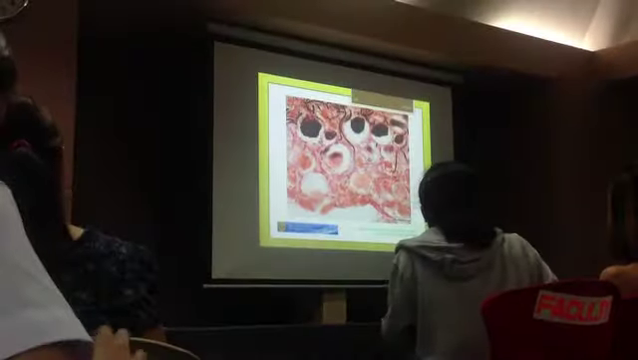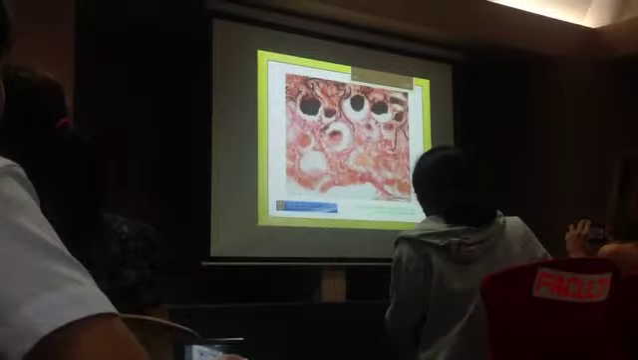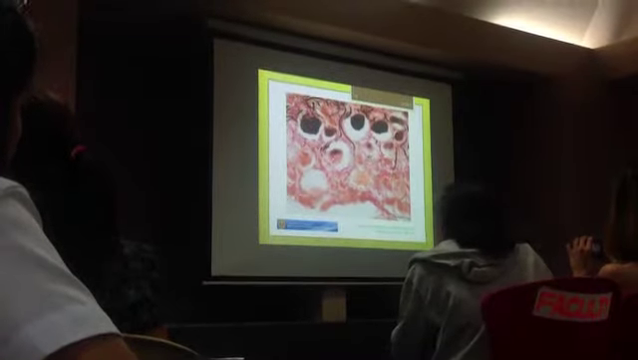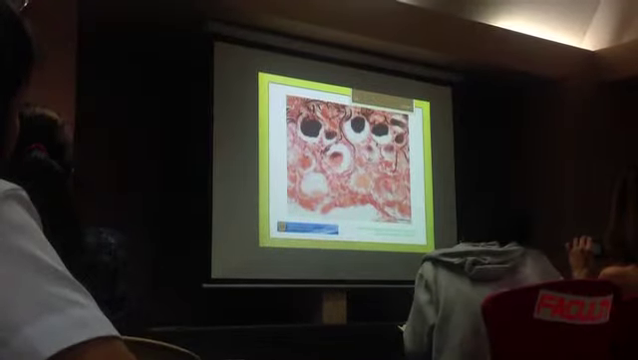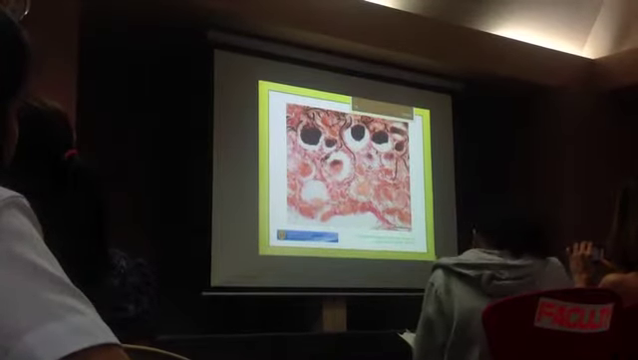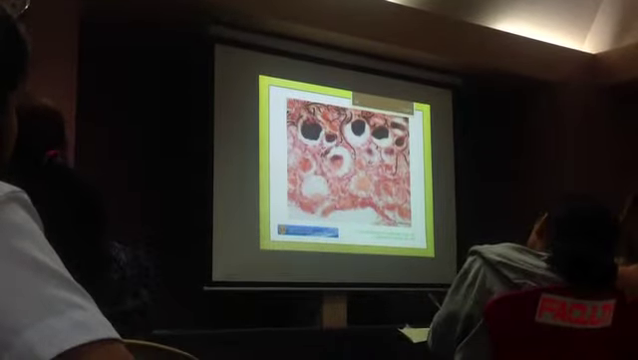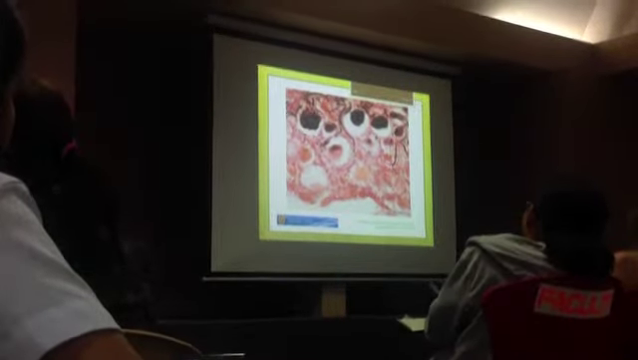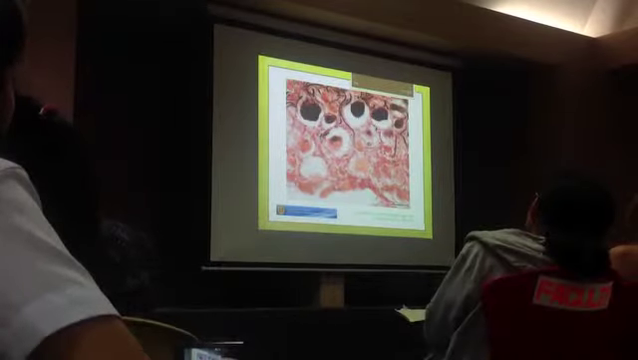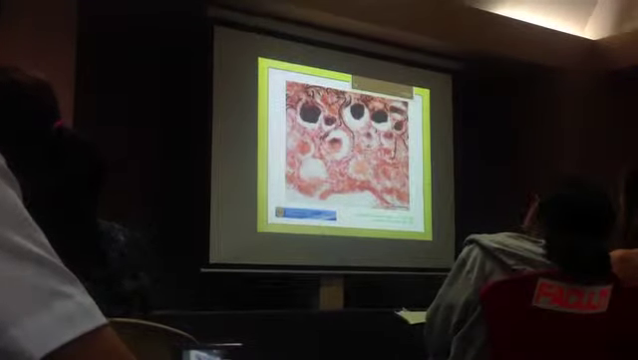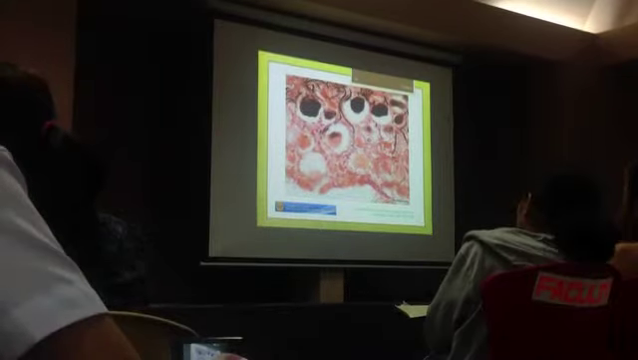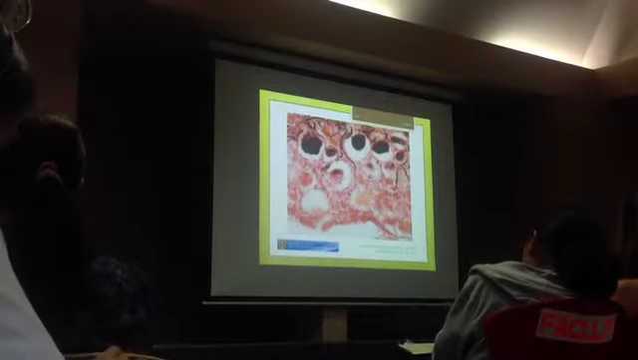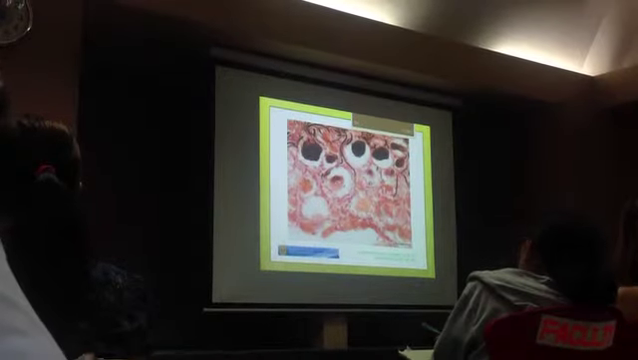Right? So, this is the high power magnification of your DRG. This is the neuron or ganglion. It is enclosed in a capsule composed of your fibrous tissue. Inside, this plump cell here is your satellite cell, that provides nourishment for your ganglion or neuron.